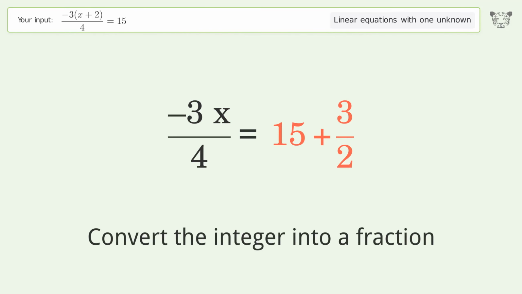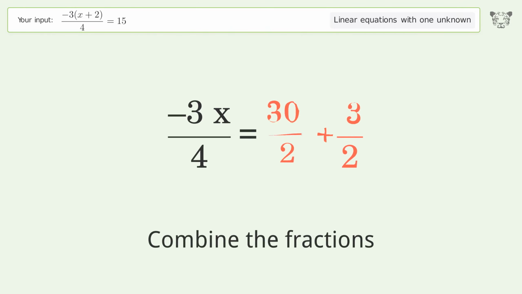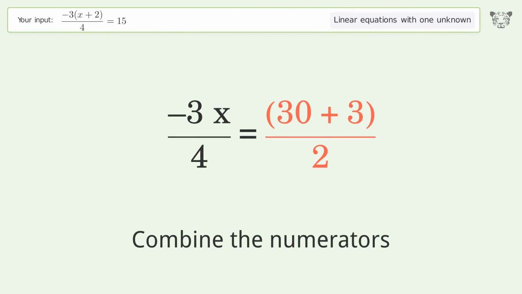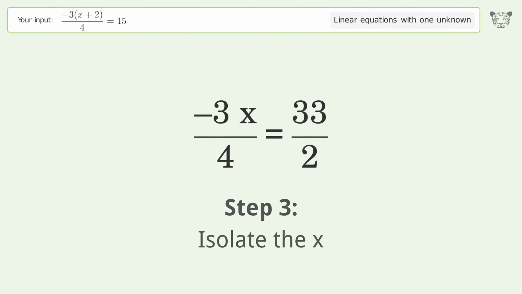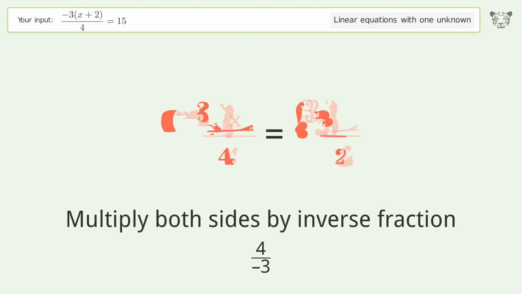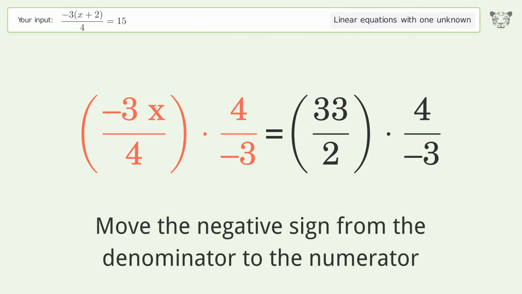Convert the integer into a fraction. Combine the fractions. Combine the numerators. Isolate the x. Multiply both sides by inverse fraction 4/3. Move the negative sign from the denominator to the numerator.